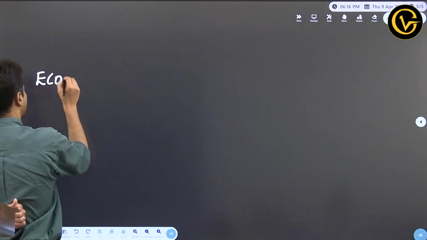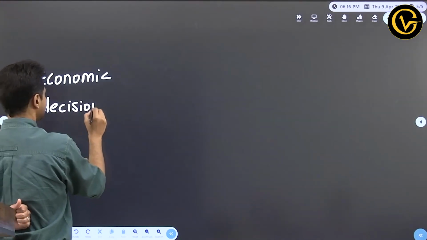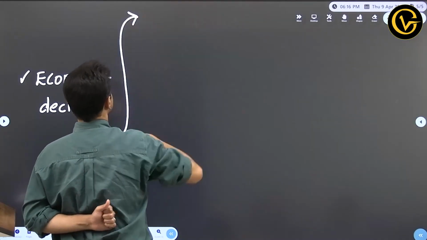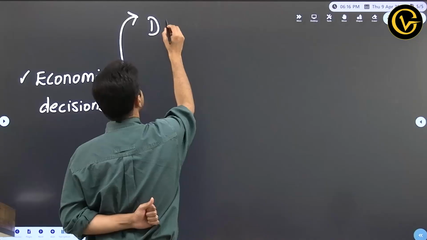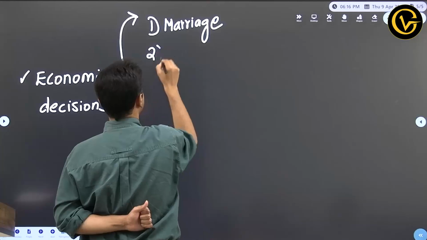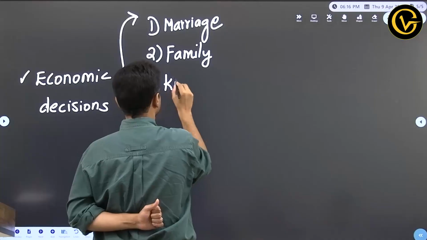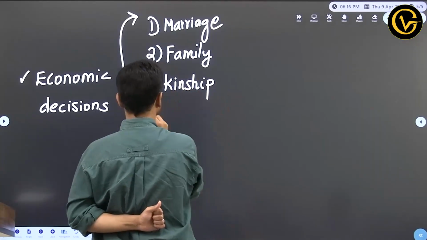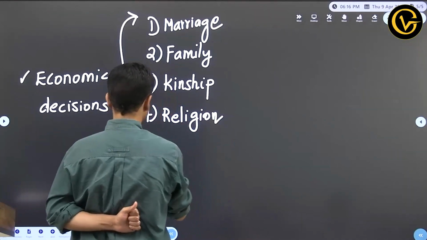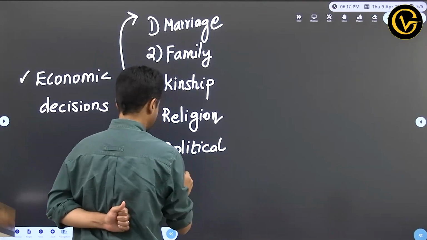Economic decisions are taken being mindful of the broader social context, which means all this will influence our decision making, economic decisions like marriage, family, kinship, religion, political organization.